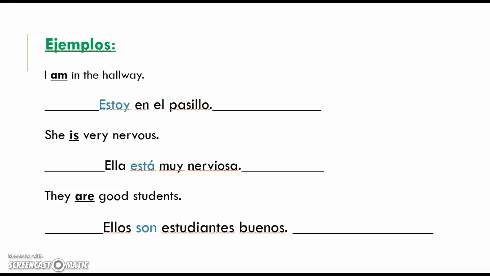En cambio, they are good students. Ellos son estudiantes buenos. Being a good student is something that is longer lasting and harder to change.